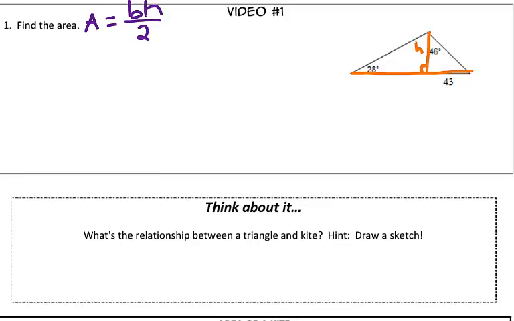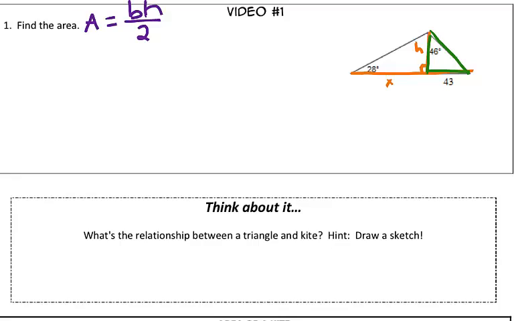So we know part of our base is 43, but we don't know the missing part, so I'm going to call that x. So we need to solve for both the height and x to solve for our whole base in order to solve for the area of this triangle. Starting off, let's focus on the right triangle on the right-hand side of our screen. Based on what we learned last unit about trigonometry, we can use trigonometry to solve for the height of this triangle.